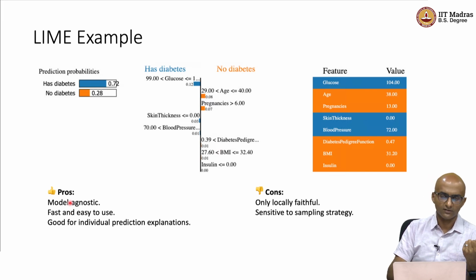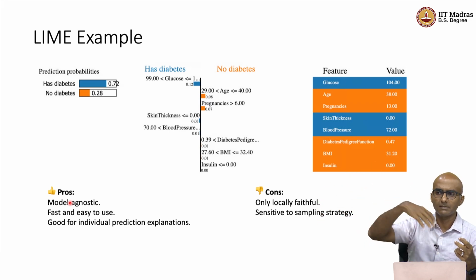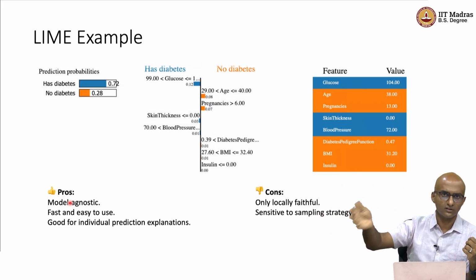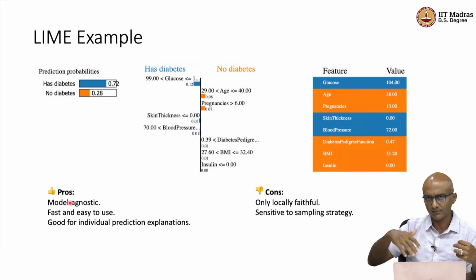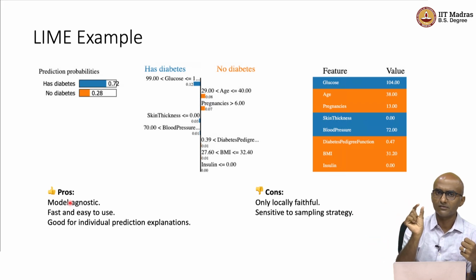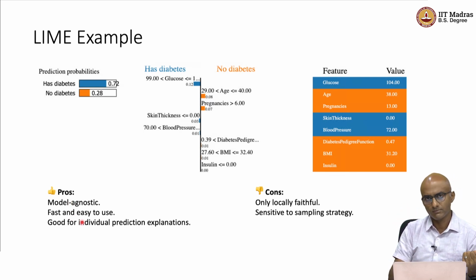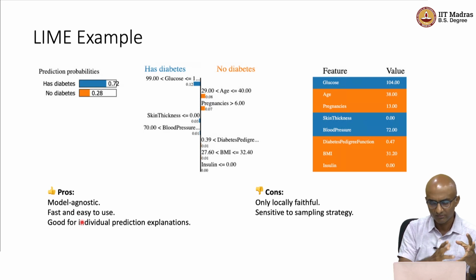So it's model agnostic, which means the model that's fit on the hyperplane can be a neural network, can be a support vector machine, can be a boosted tree like XGBoost, etc. It doesn't matter, because at the local level, at the sample level, it's actually building a surrogate linear model. It's fast and easy to use. It's good for individual prediction explanations, not for global explanations.